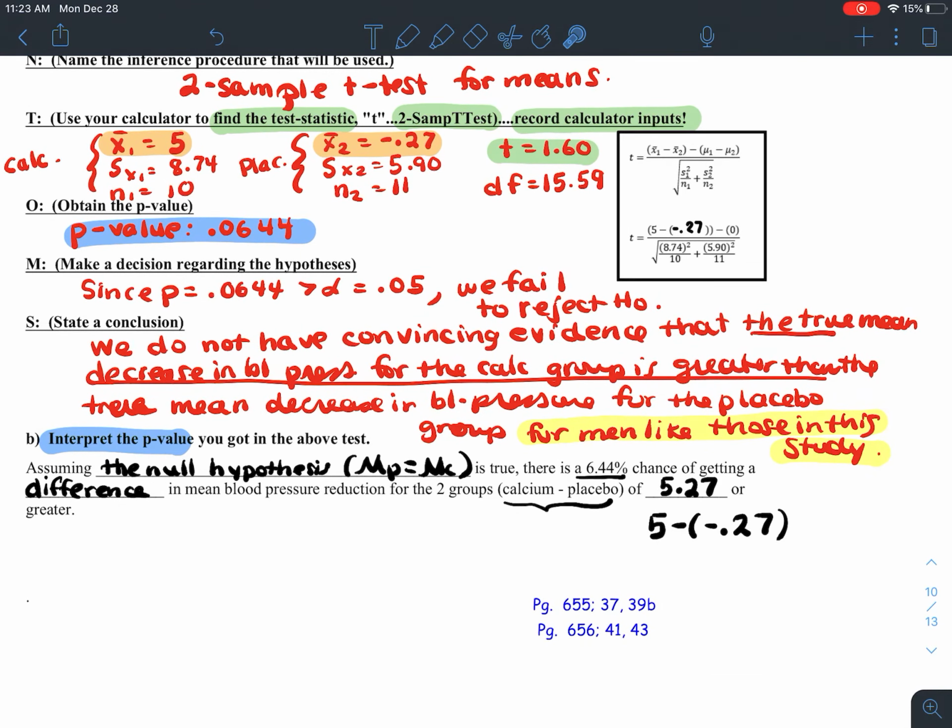I know there's a lot of steps. These problems are really big. Here are a few problems for you to try.